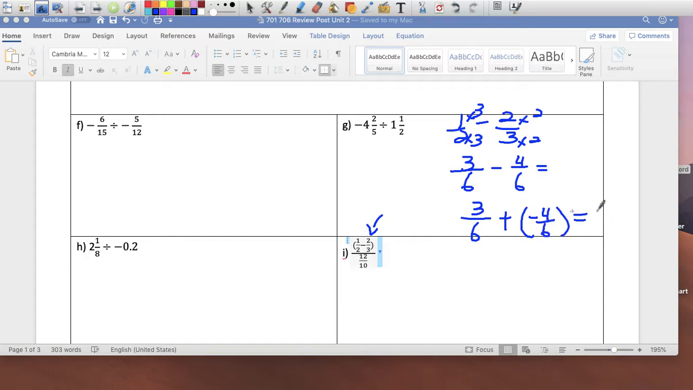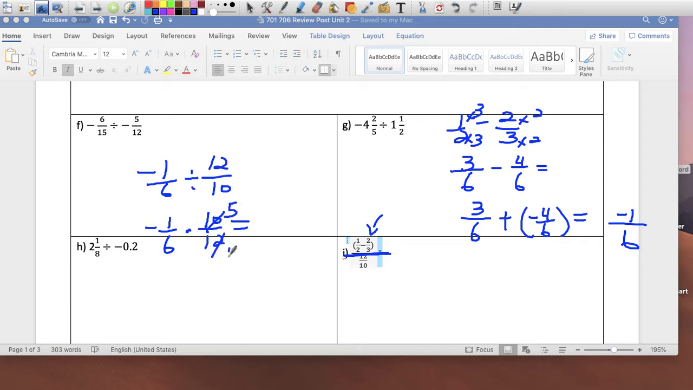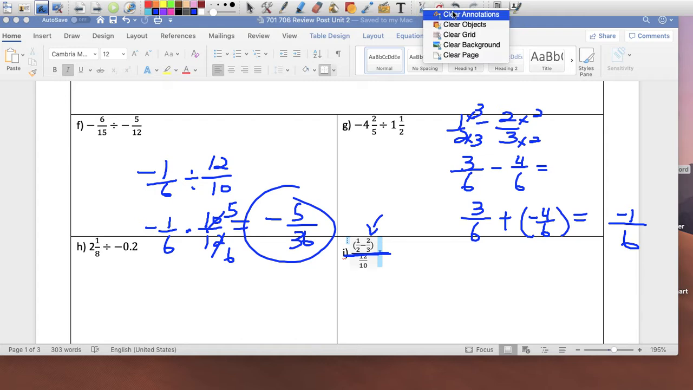Who wins? These guys, right? This is going to be over 6, and 3 plus negative 4 is negative 1. So this becomes negative 1 over 6 divided by 12 over 10, because this is division. Negative 1 over 6 times 10 over 12. We can simplify: divide by 2 is 5, divide by 2 is 6. Negative times a positive is a negative. 1 times 5 is 5. 6 times 6 is 36. So this is my answer.